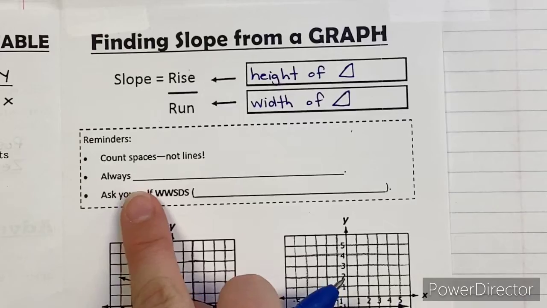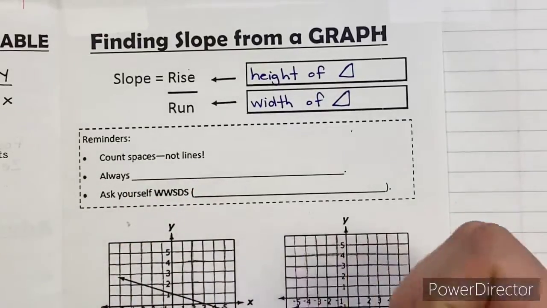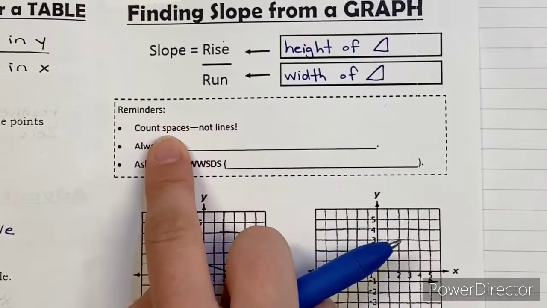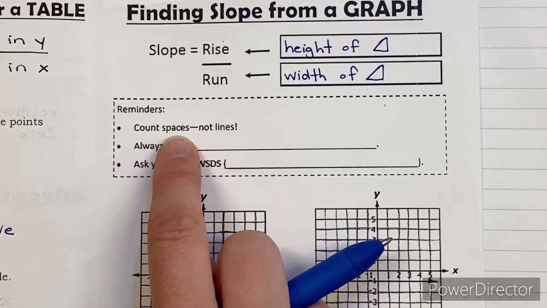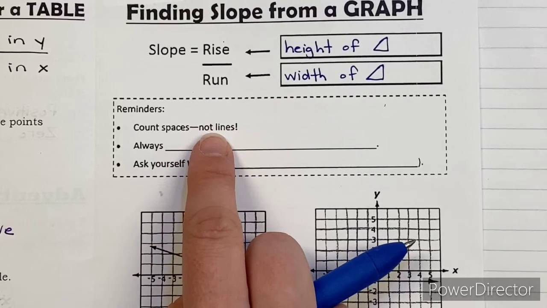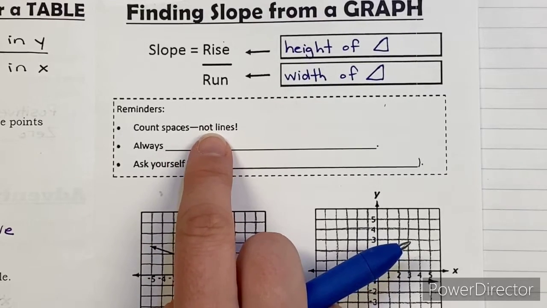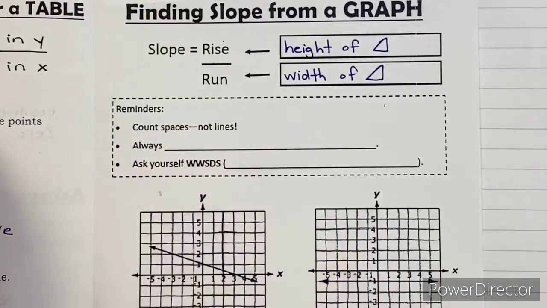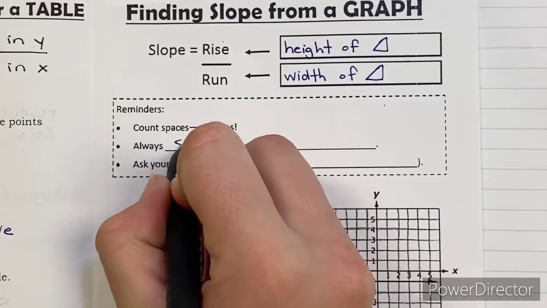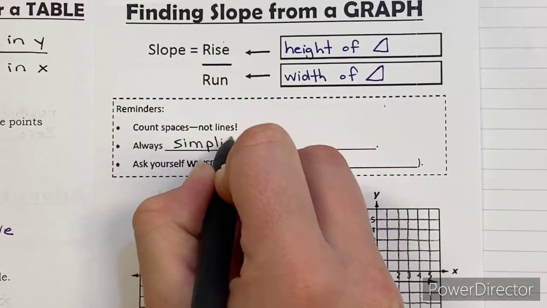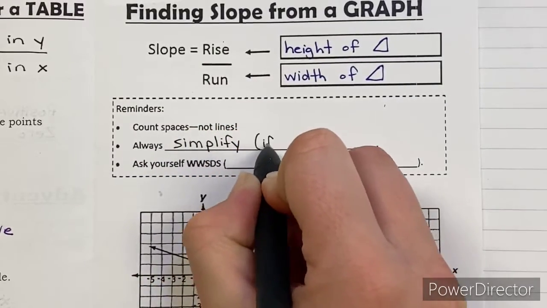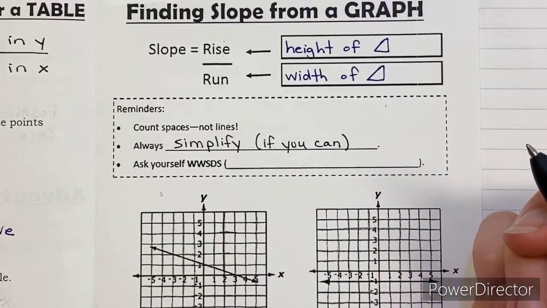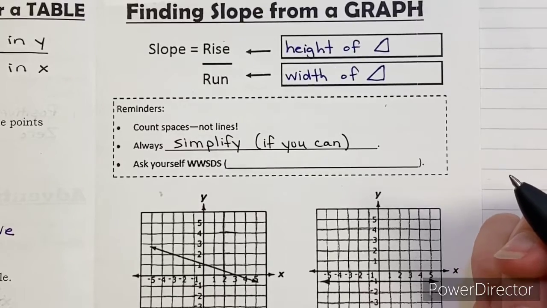And then here are a few reminders that whenever we go and actually start finding slope on a graph, this is what we need to keep in the back of our minds. We need to always count spaces and not lines. If you end up counting lines, you may be short one or you may have one too many. So be careful and count spaces. The second dot says always blank. This is always simplify if you can. Sometimes you won't be able to, and that's completely fine, but if you can simplify the fraction, you need to.